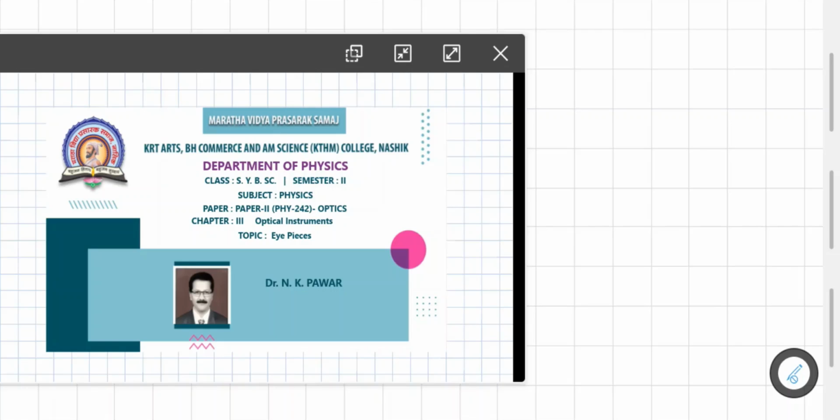Hello friends, so today we are going to talk about optical instruments, and under this we are going to see today the eyepieces. So what is an eyepiece and what is its function, that we are going to see in today's lecture.